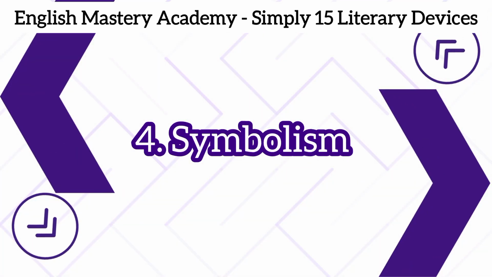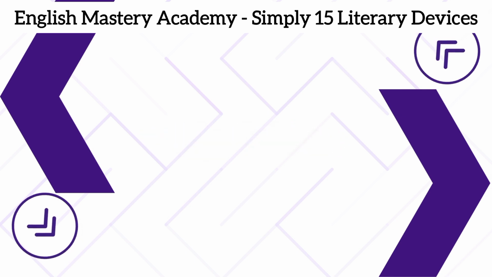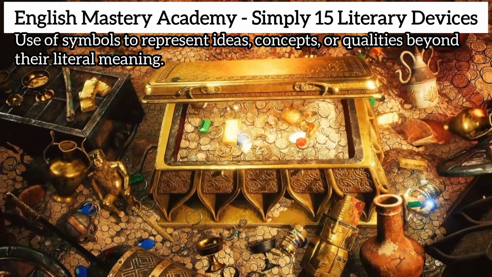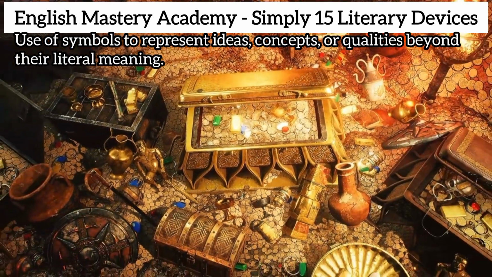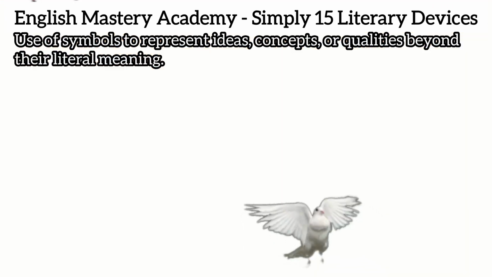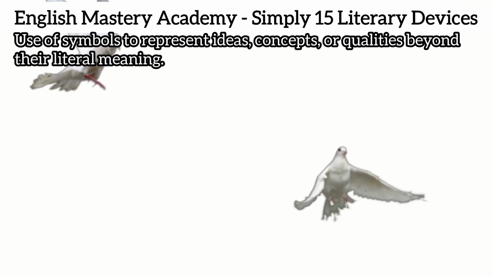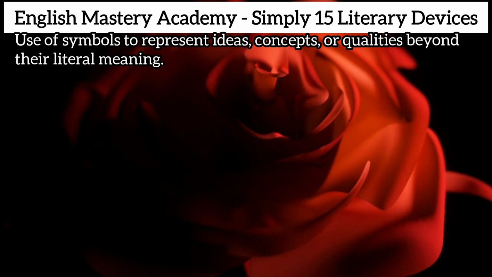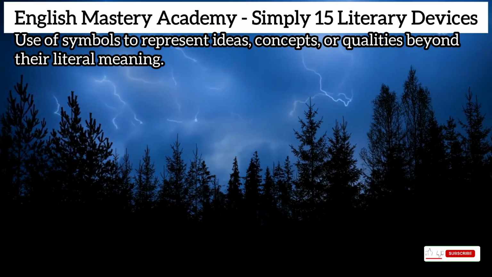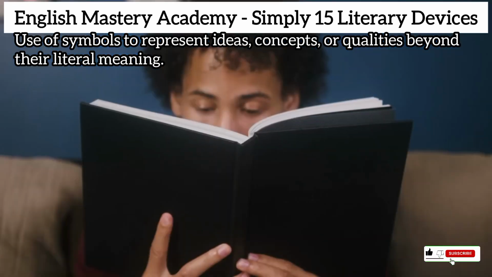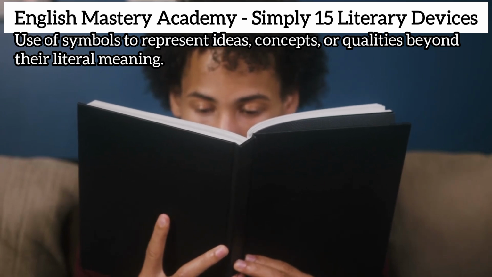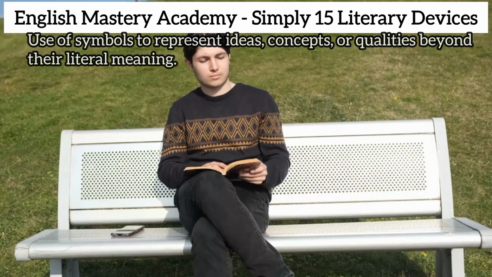Next in the queue is fourth, symbolism. Symbolism in literature is like a hidden treasure hunt. It's when objects or actions represent deeper meanings. For example, a dove can symbolize peace, a red rose can symbolize love, and a storm can symbolize chaos. So next time you read a book, keep an eye out for these sneaky symbols that add layers of meaning to the story. Happy decoding, literature lovers!